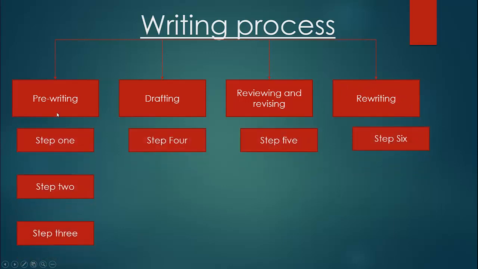So in pre-writing we have step 1, which was about choosing a topic, step 2, where we get our ideas, and step 3, where we organize our ideas. So these 3 steps are done before we start writing, that's why it's called pre-writing. The next, drafting. Drafting is step 4. Here we write our first draft. It is not complete. We change the raw materials into the format of a paragraph. This is called drafting.